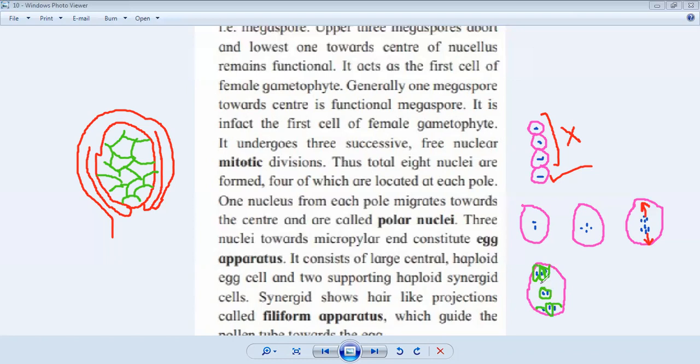And inside the embryo sac, the three antipodal cells are present at the chalazal end. At the lower side, there is the presence of the egg apparatus. The middle one is the egg cell, and subsidiary cells are there, which are called synergids. उन्हें synergids कहा जाता है. At the center, there are two polar nuclei, and they combine to form the secondary nucleus. ठीक है. तो कुछ इस तरह से वहाँ पे फीमेल गमेटोफाइट डेवलप होता है. So this is the structure of the female gametophyte here.